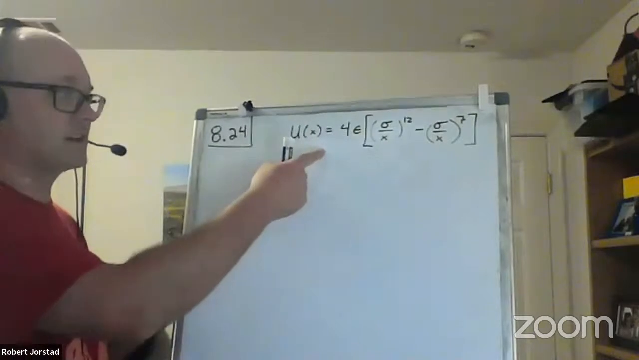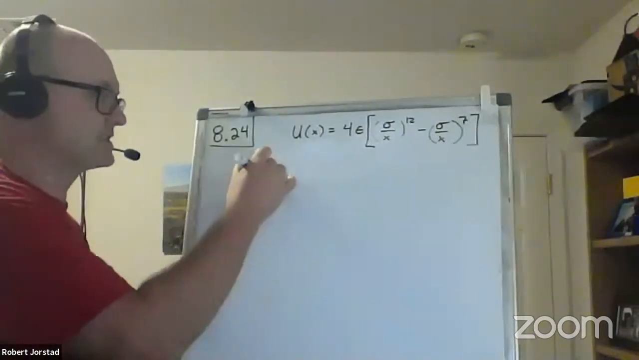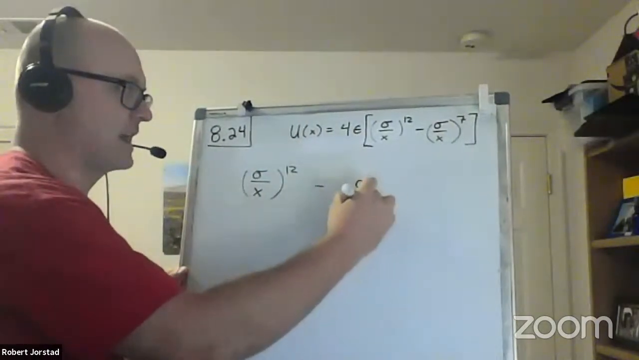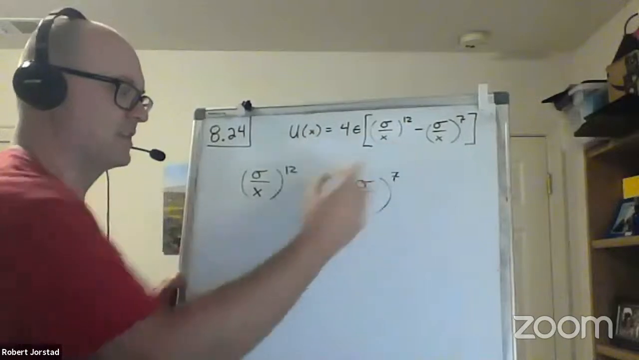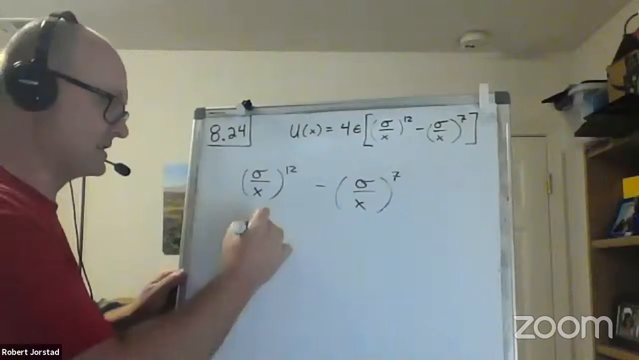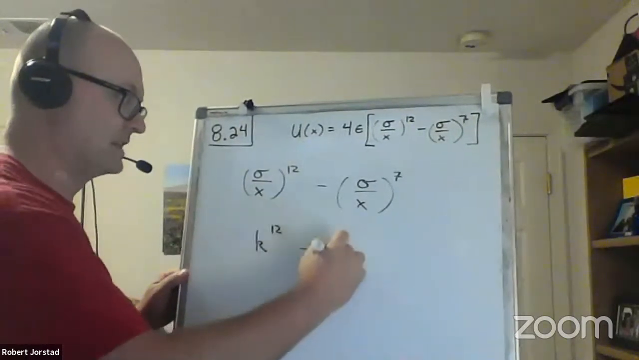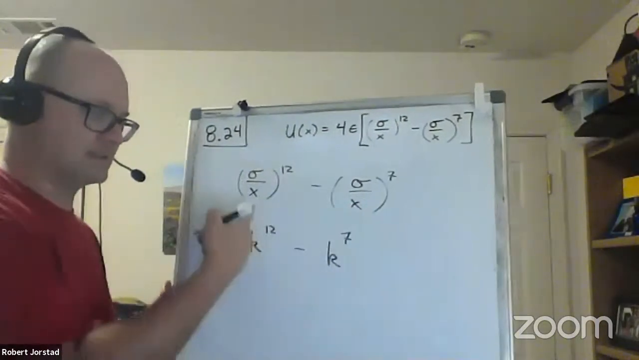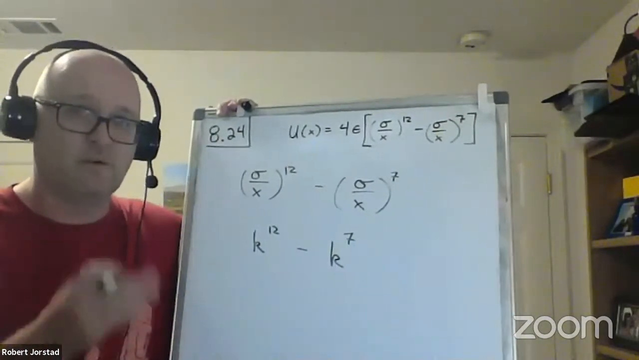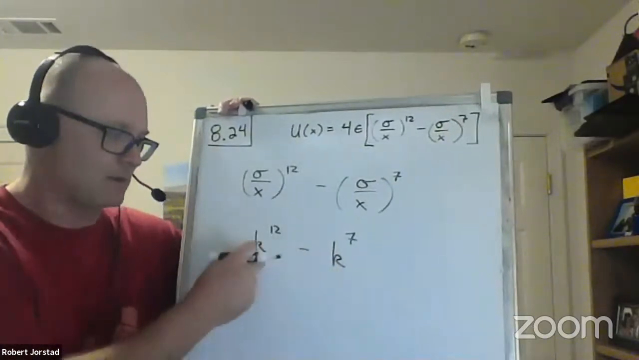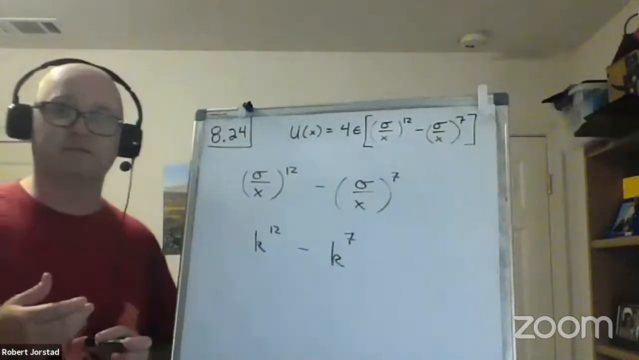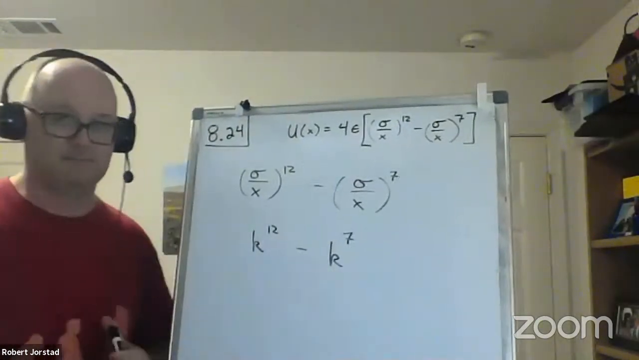We have this crazy looking equation, and I hope you agree that we have sigma over x to the 12th minus sigma over x to the 7th on that inside term. Now, I don't know what this thing is, but let's just call it some new parameter. It's k to the 12th minus k to the 7th, where k is now sigma over x. It looks something like this. My claim is, what are the units on k? You should be able to tell me right away what the units on k are. And if not, maybe you could tell me one thing they can't be.